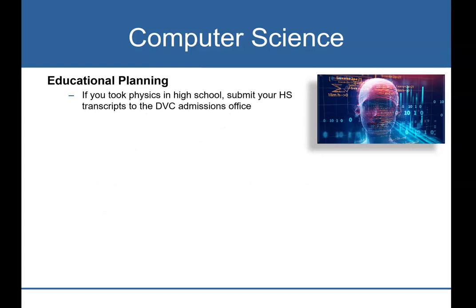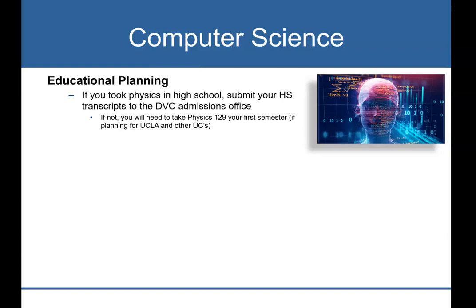Now, really important with computer science is the issue of physics. If you took physics in high school, you're going to want to submit your high school transcript to the DVC admissions office. You'll follow the same pattern that you would for the math requirement that I have in another video. If you did not take physics in high school, you will probably need to take Physics 129 in your first semester. And this is if you're planning on universities like UCLA and many of the other universities that require physics, you would want to take Physics 129 in that first semester.